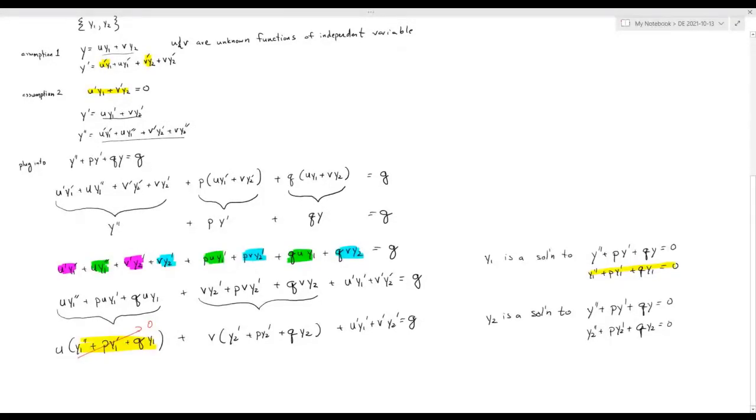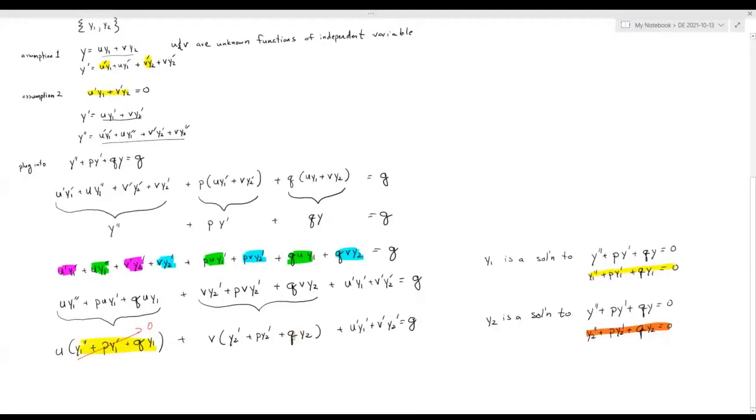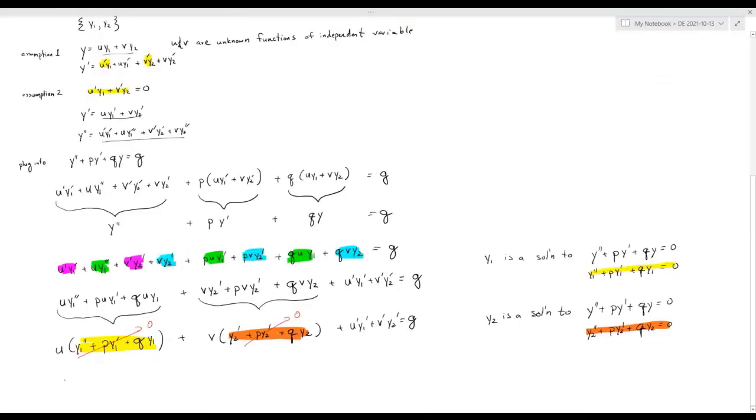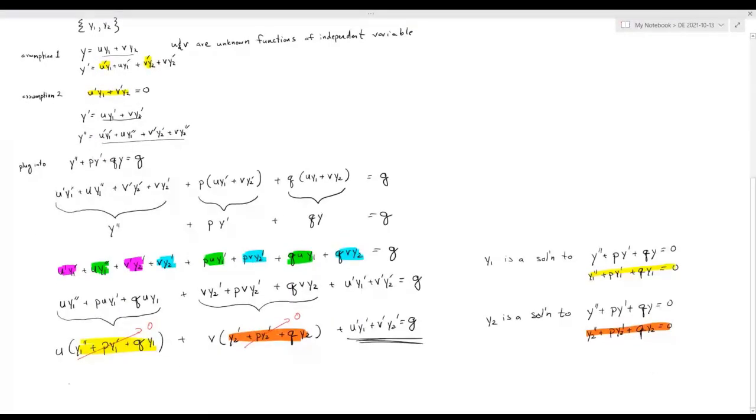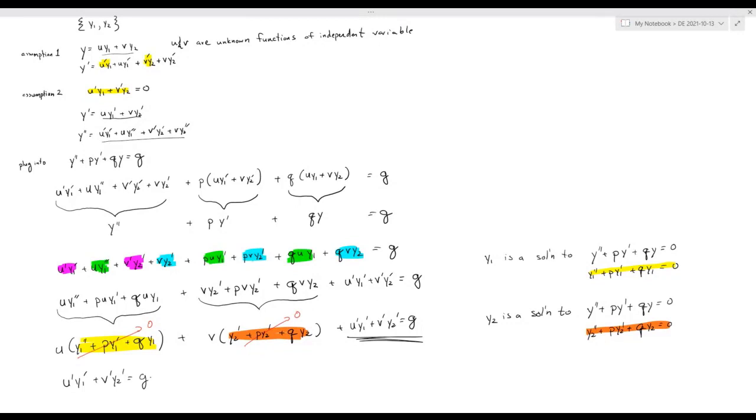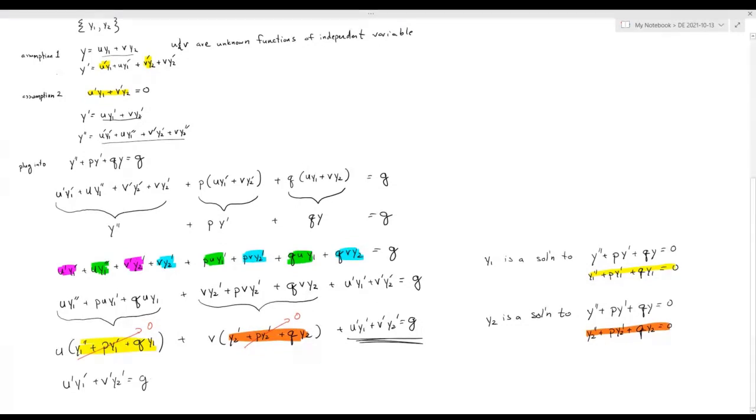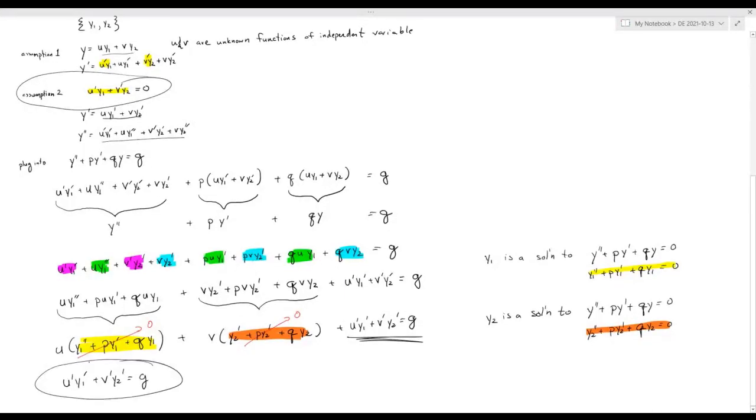And of course, the same argument can be made about y2. y2 is a solution of the homogeneous differential equation, so we know it satisfies it. So this means that this is 0. So we're left with all the remaining terms. So what we're going to do is now collect assumption 2 and this result we got after plugging in y prime, y double prime into the non-homogeneous differential equation. We're going to take those two equations. Notice we have a system, and we'll be talking about the system.